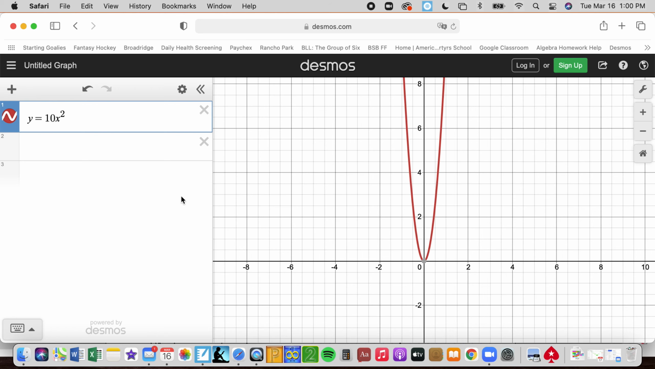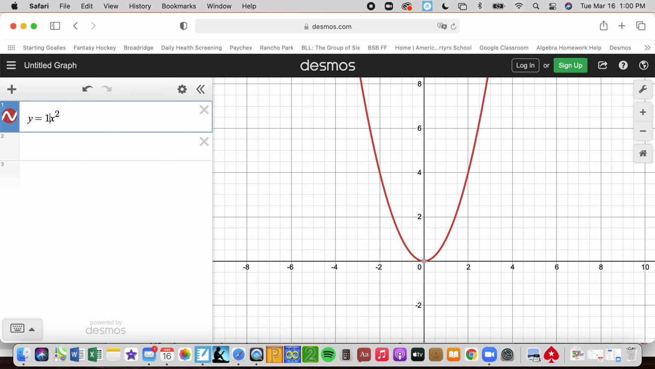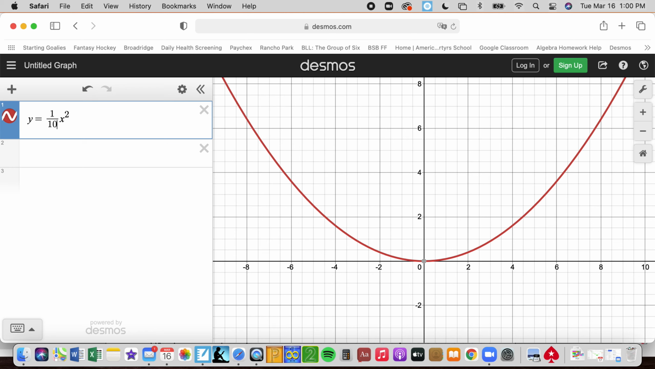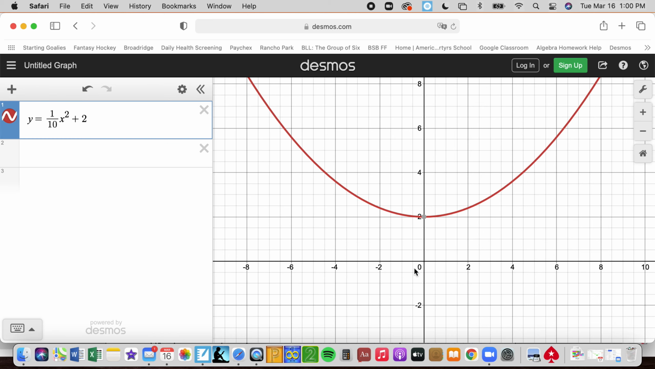All right, so let's take a look at what if I put a 10 in front of that. It gets really, really steep. What if I make it a fraction? It gets nice and fat and wide. What if I add 2 to it? Well, it goes up because this is its y-intercept. So we know that it's going to move here.